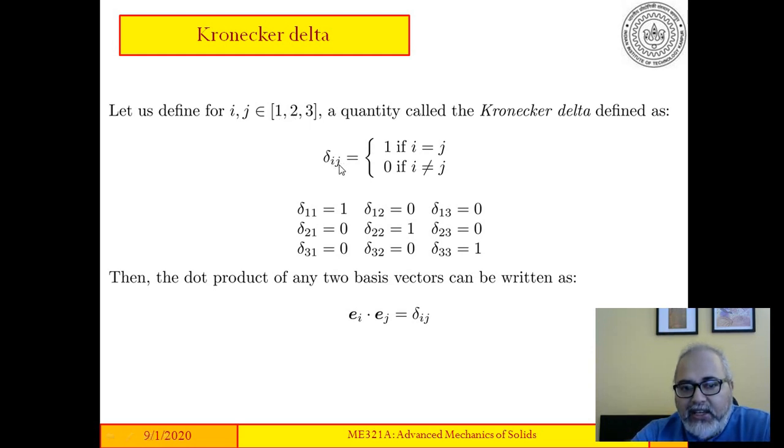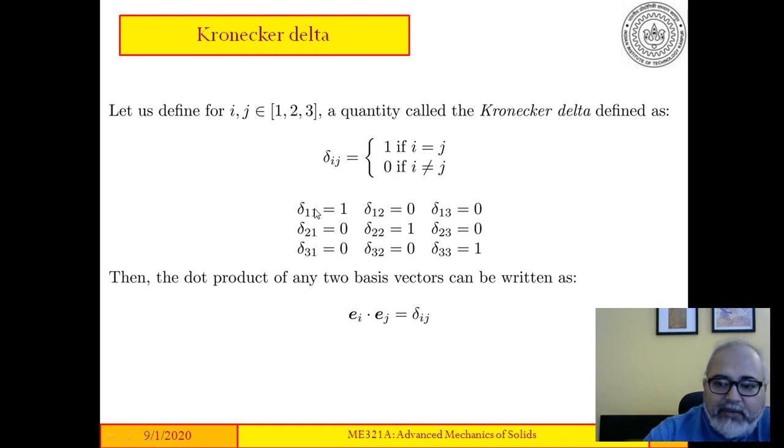So there are 9 values of delta ij that I can think of, and those are delta 1 1, delta 1 2, delta 1 3, 2 1, 2 2, 2 3, and so on. The rule that I have made, and this sounds very arbitrary right now, for delta ij is the following: delta ij, if i is equal to j, will be equal to 1, and if i is not equal to j, will be equal to 0.